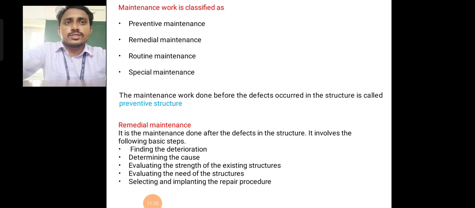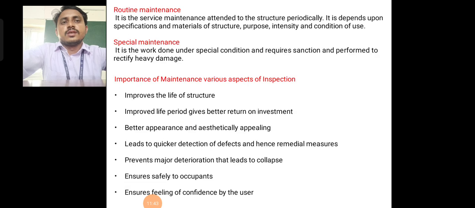After knowing there is no strength in the recommendation value, now we apply a selected repair material. Using the selected repair material, we achieve some strengthening. Based on the repair procedure, applying the repair material, we achieve the strengthening of the structures. After completion of the second type of maintenance, the third maintenance is routine maintenance.